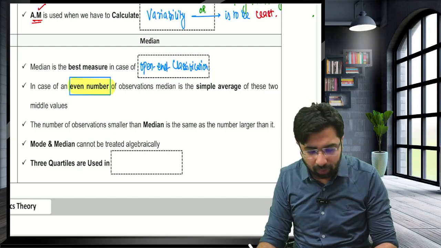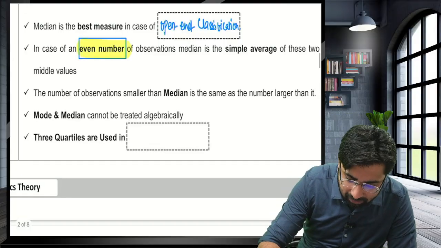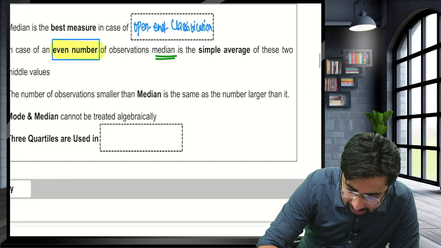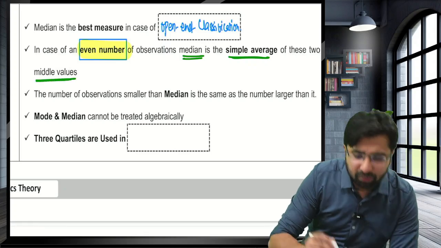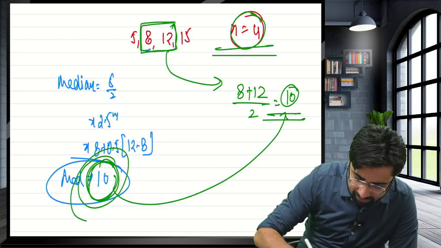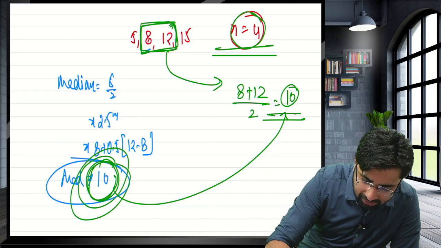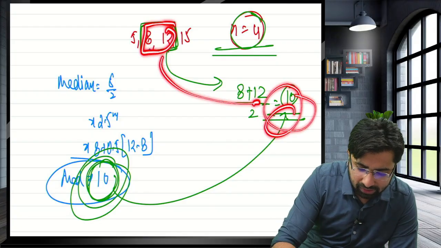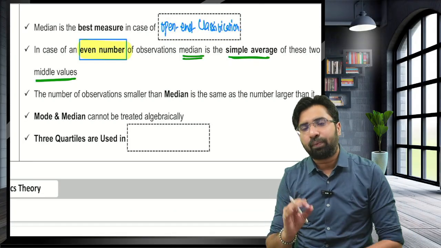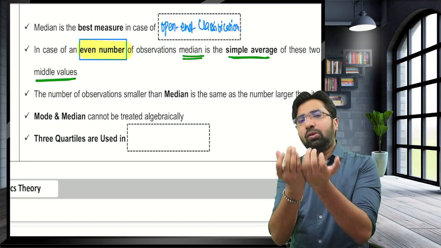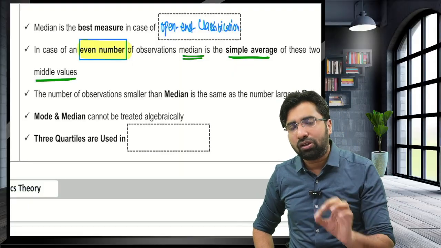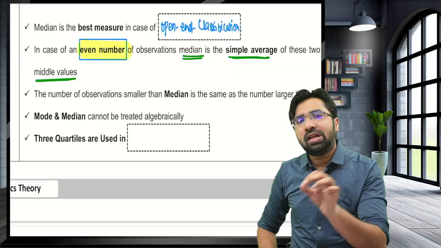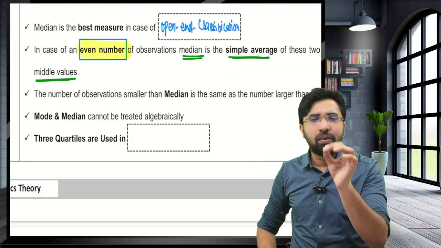And that is a theory point I have written. In case of even number, the median is the simple average of the two middle values. Median is the simple average of the middle two values. Yes, sir, you can say this. So this statement is true. Now please acknowledge back with me: median is the simple average of the middlemost two values in case of an even number, not in case of an odd number.